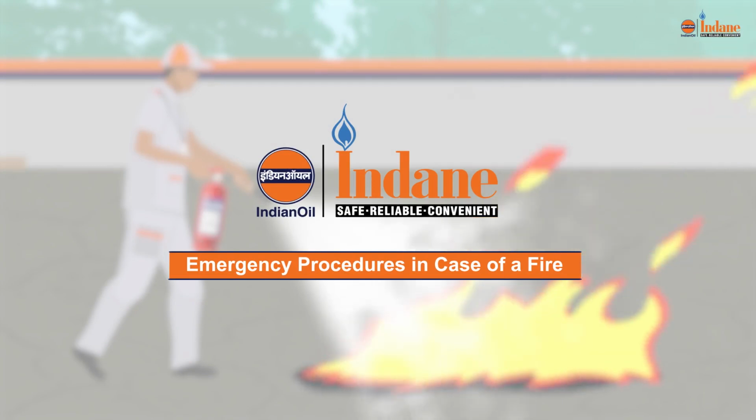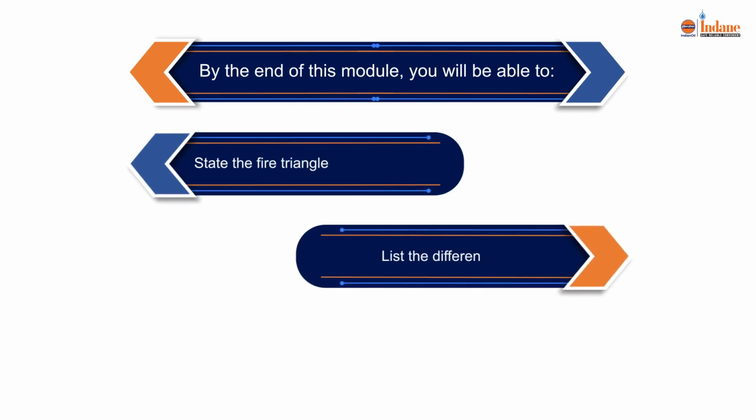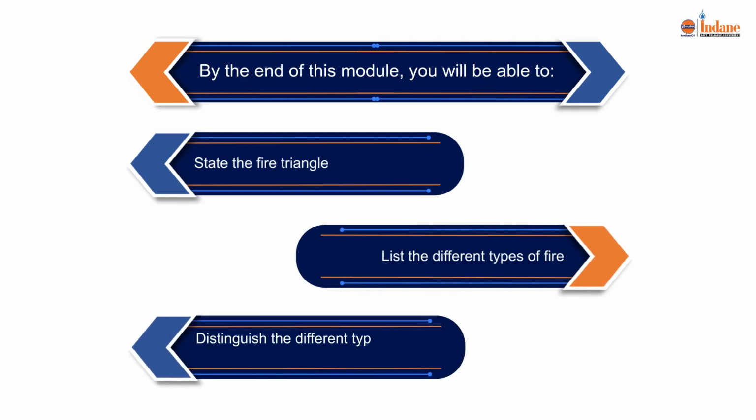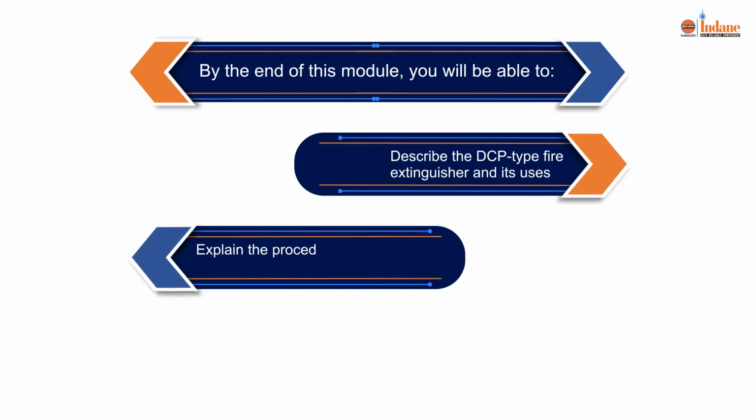In case of a fire. By the end of this module, you will be able to state the fire triangle, list the different types of fire, distinguish the different types of fire extinguishers and explain their uses. Describe the DCP type fire extinguisher and its uses. Explain the procedure to use a fire extinguisher.